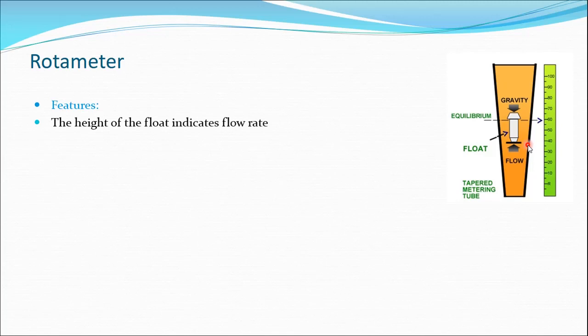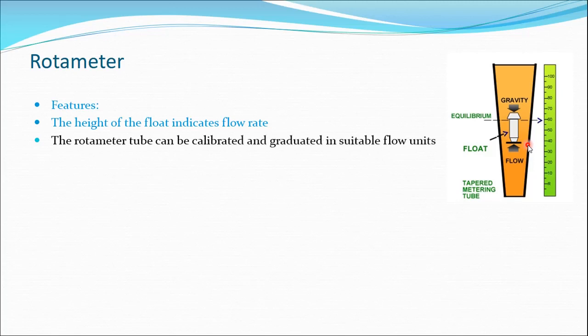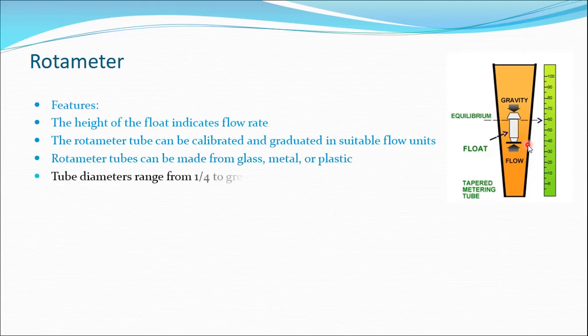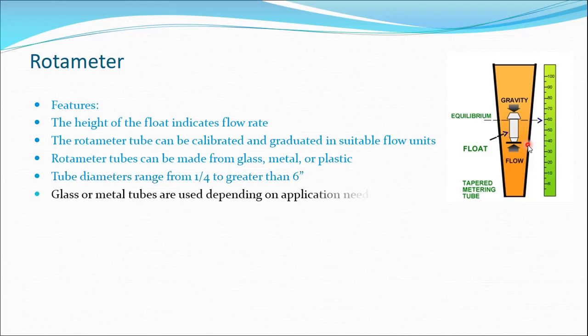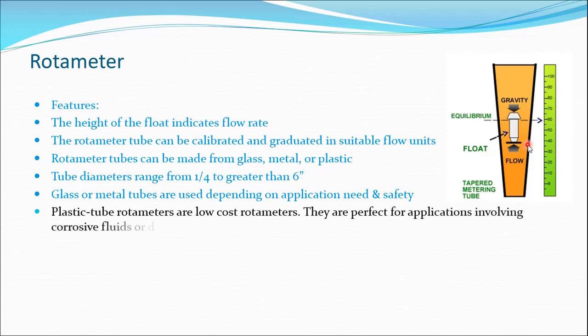What are the features of rotameters? The height of the float indicates the flow rate. The rotameter tube can be calibrated and graduated in suitable flow units. Rotameter tubes can also be made from glass, metal or plastic, as I said. Tube diameters range from 1/4 to greater than 6 inch. Glass or metal tubes are used depending on application need and safety. Plastic tube rotameters are the low cost rotameters. They are perfect for applications which involve corrosive fluids and deionized water.